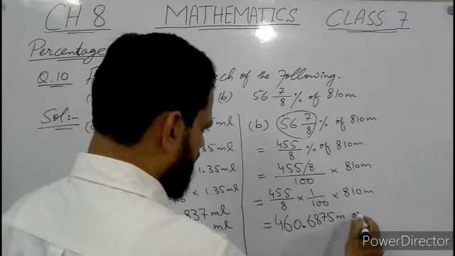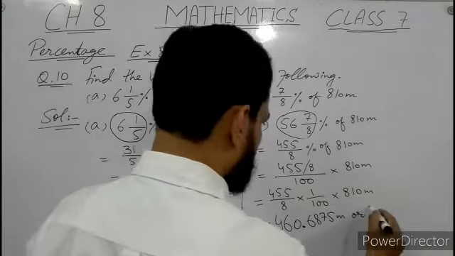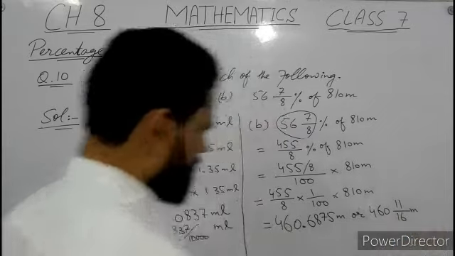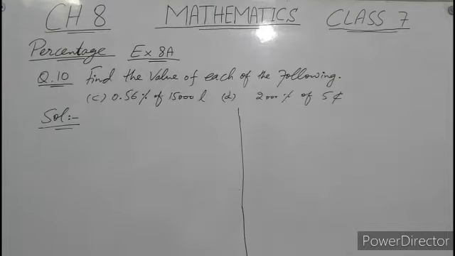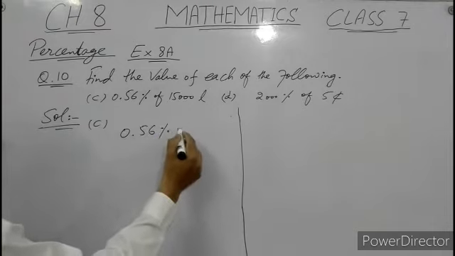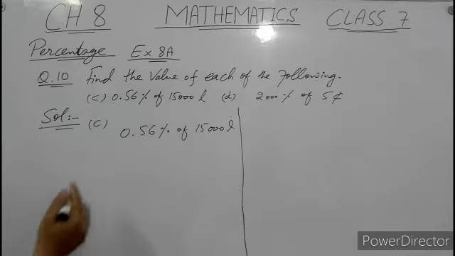460.6875 meter, or in mixed form 460 and 11 over 16 meter. Now I do C and D part. So in C part, 0.56% of 15,000 liter. Question is similar to the previous parts.